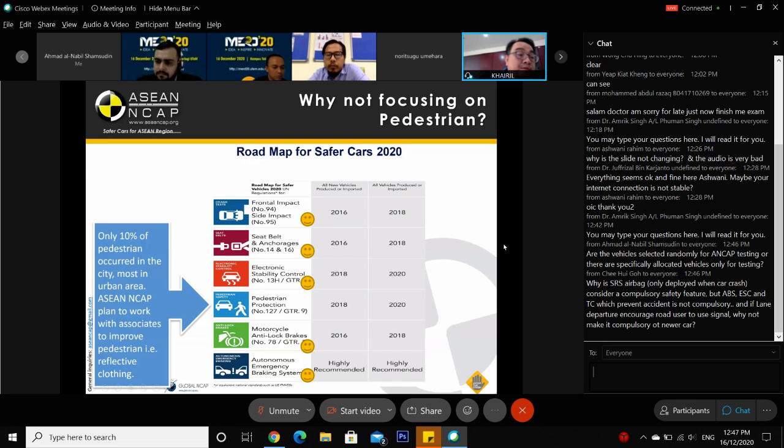It is different from what Japan has. In Japan, half of road fatalities are pedestrians. That's why they are making cars that are safe for pedestrians. So we have 60%, 70% of road fatalities being motorcyclists. We have to make a safer car for motorcycles. It's a very easy calculation.